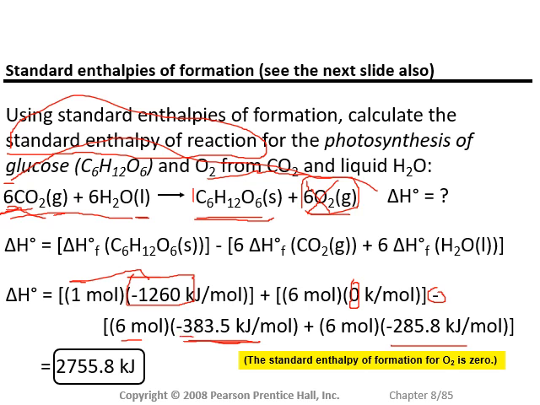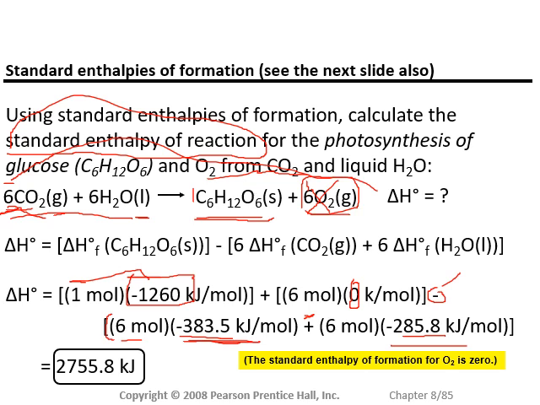And then this minus 383.5 comes from the chart for CO2 gas. And then it's minus 6 times minus 285.8 for H2O liquid. And notice that because we have a bracket here, this minus sign over here is actually distributed through the bracket. So this actually is going to be minus 6, which is what we want.